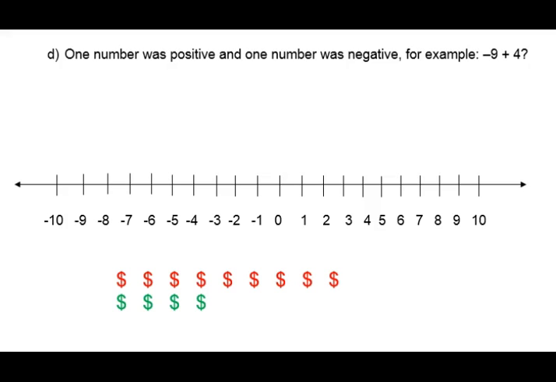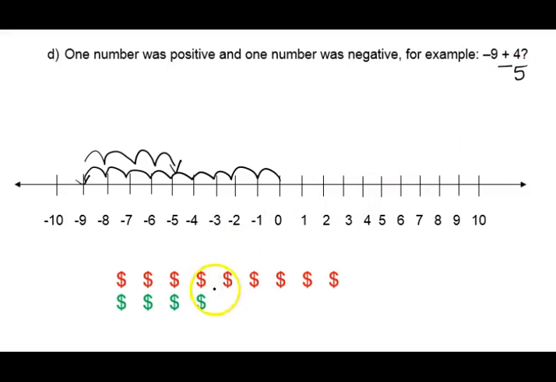For example, negative 9 plus 4. On the number line, we would count down 9. 1, 2, 3, 4, 5, 6, 7, 8, 9. From there, we're going to count up 4. 1, 2, 3, 4. We end up on negative 5.